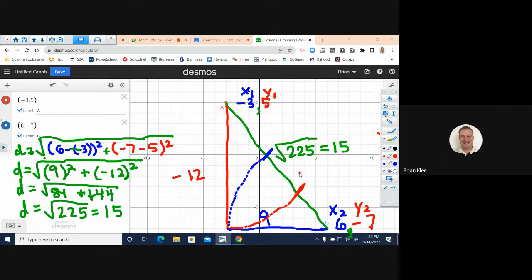15 is a very reasonable distance from A to B, given that we've got a change of 9 and a change of 12 on what is now a right triangle once I draw that rise or drop and that run in. Okay. So again, distance formula: subtract the x's, subtract the y's, square them, add them, simplify.